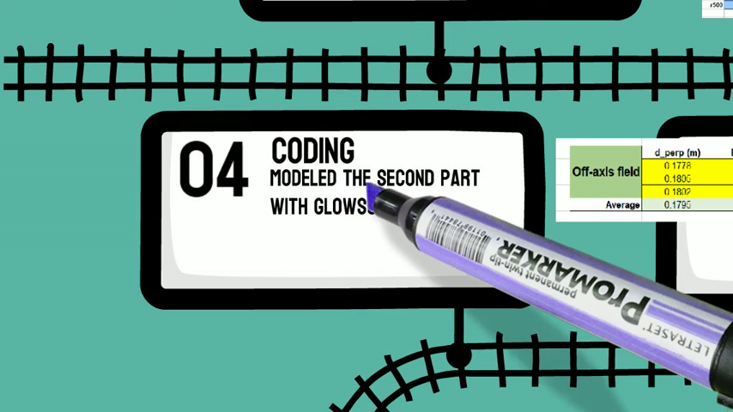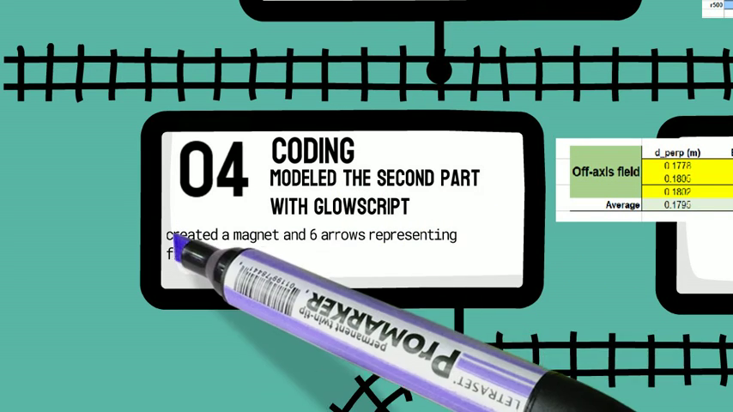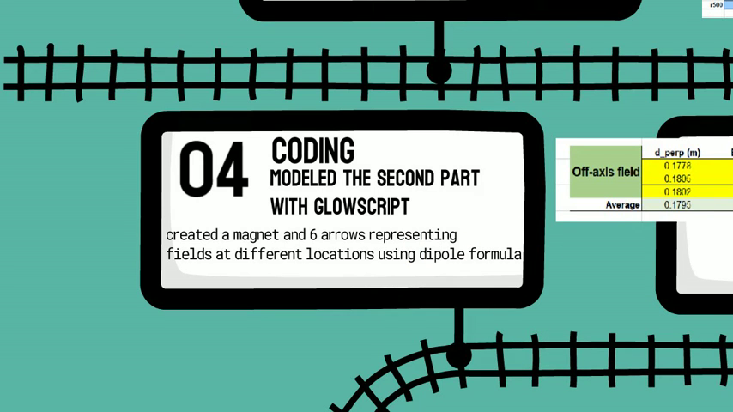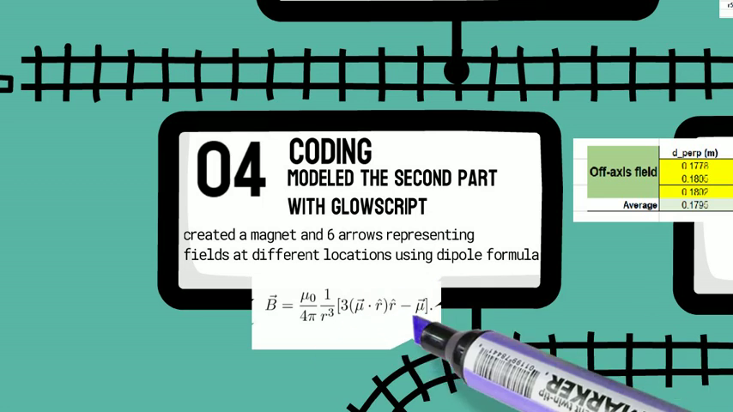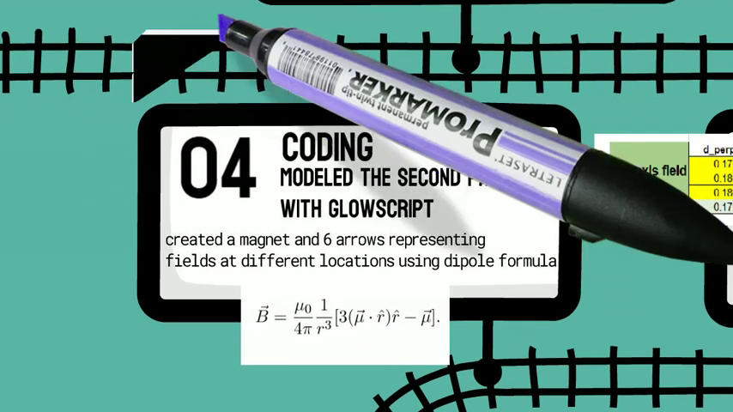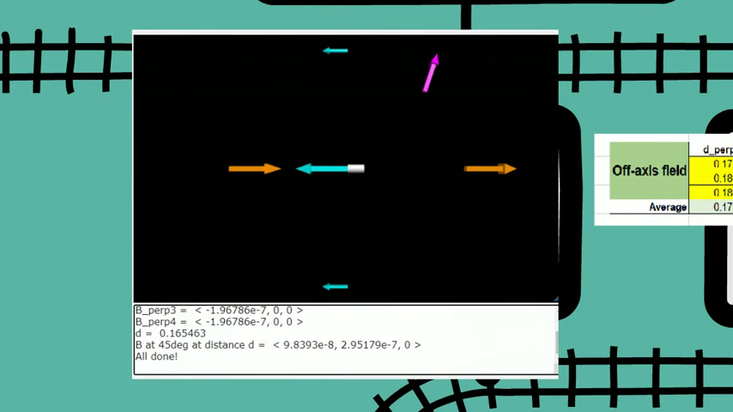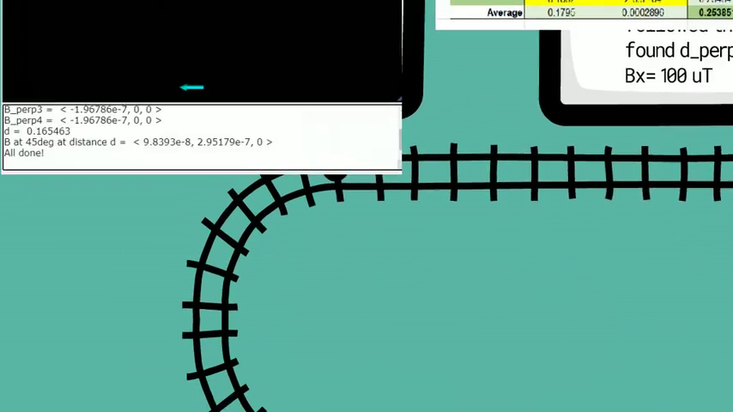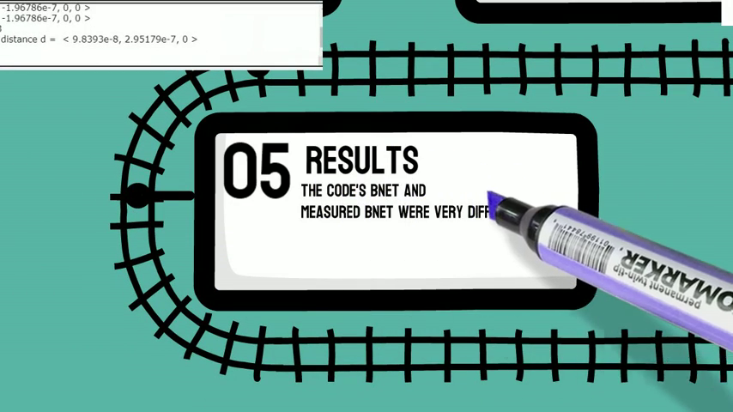For the coding section of this lab, we had to model the magnet and its magnetic fields with GlowScript. To do this, I created a magnet and 6 arrows representing the fields at different locations using the dipole formula. 2 of the arrows were on axis, the others were perpendicular to the axis, and 1 was at a 45-degree angle. As you can see in my coding picture here, the blue arrows are the perpendicular and the orange arrows are the on-axis. The purple arrow is the one that indicates the 45-degree off-axis, and you can see that the magnetic field at a distance d was equal to those components.